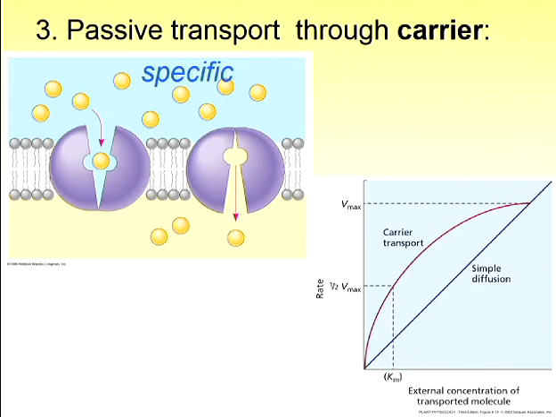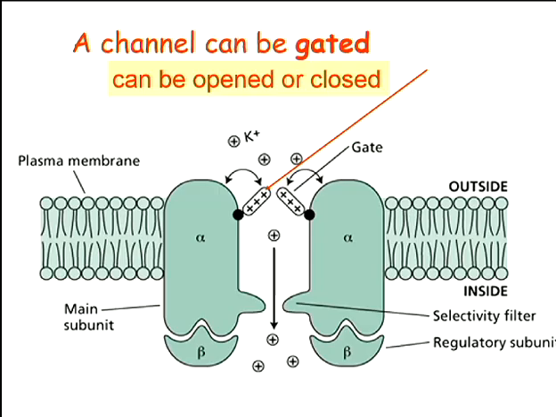That's called facilitated diffusion. So we're still in the passive transport mechanisms. Here we are going back to the channel. So a channel is basically a hole in the membrane, a pore.